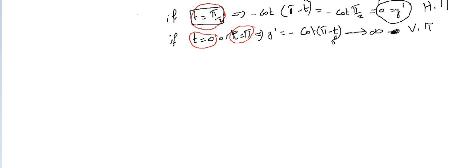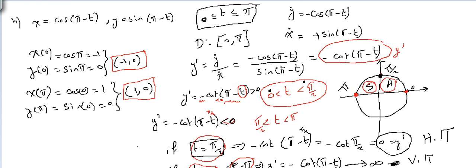I think the time also will not be enough. We should find the second derivative, right? The second derivative, we know, is equal to y double dot x dot minus y dot x double dot divided by x dot to the power 3. So let's find y double dot, and if this is y dot, what is y double dot?